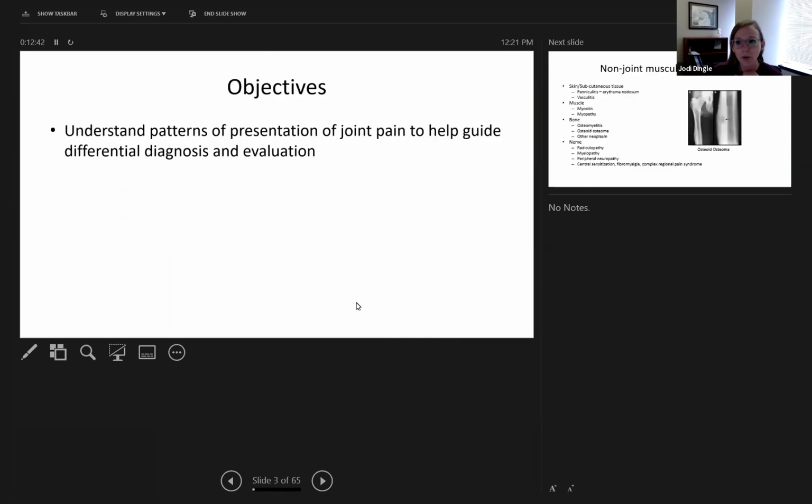All right, so really this is our one big objective today: to understand patterns of joint pain to help guide your differential diagnosis and evaluation when you're seeing patients in clinic. There are definitely going to be pearls that will help you for boards and things like that, but I really wanted this to be a clinically based lecture.